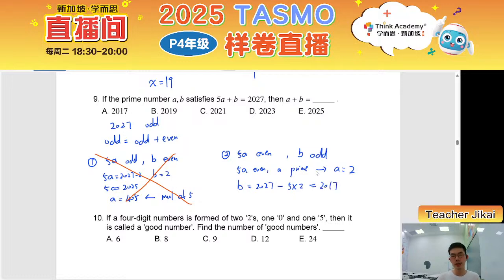So is 2017 a prime number here? It's hard to tell. But if it is not a prime number, what should the answer be? We don't have any answer here, right? So you just know that it is prime. You can verify it by dividing by 2, 3, 5, 7, and so on, right? But now I can tell you it is a prime number. So this one is correct. So the answer here is easy: 2017 plus 2, so it will be 2019. The answer is B.